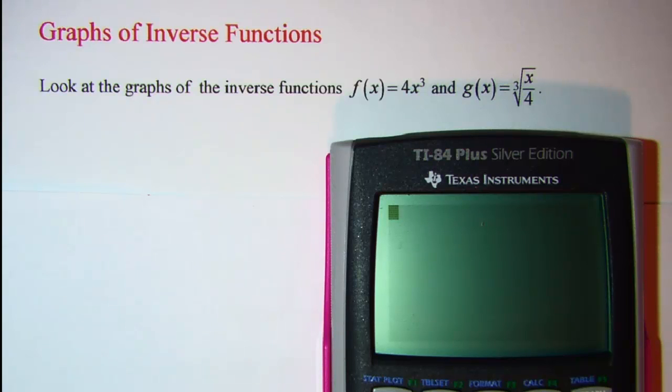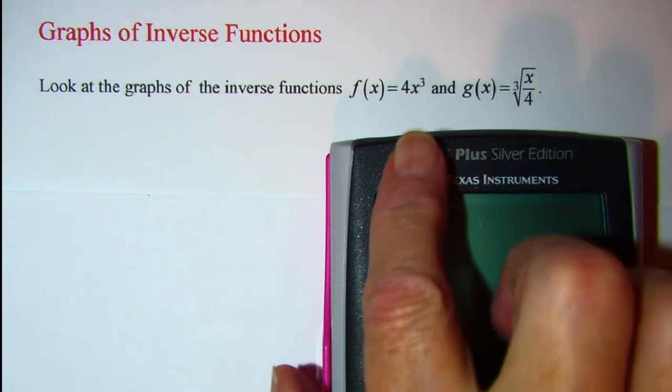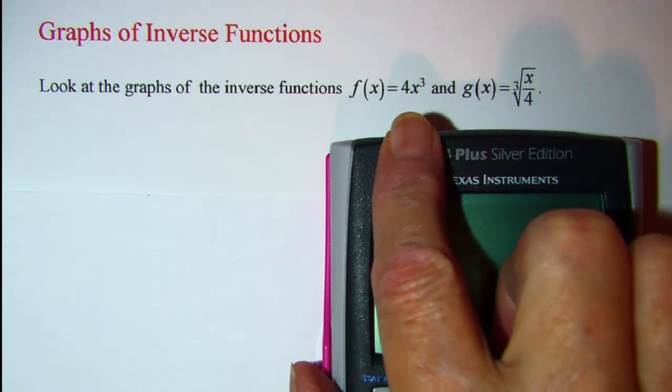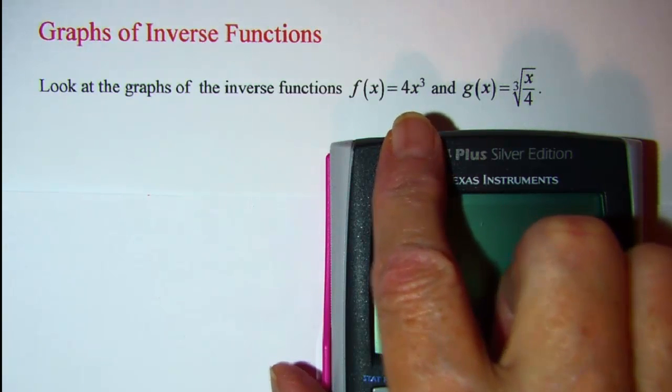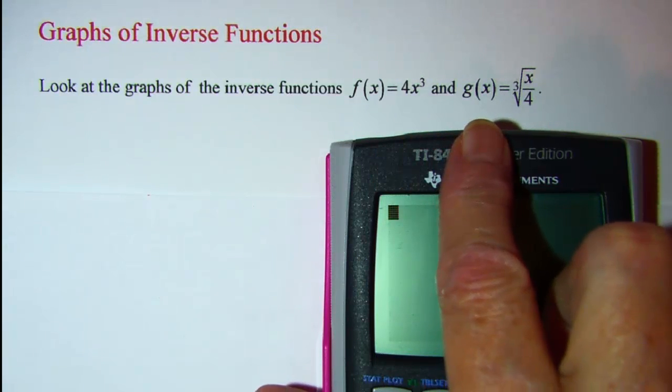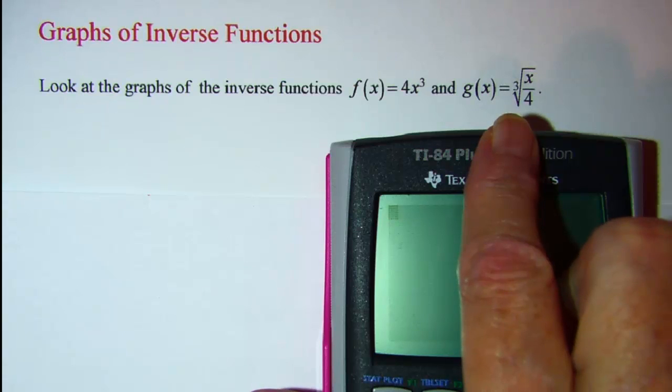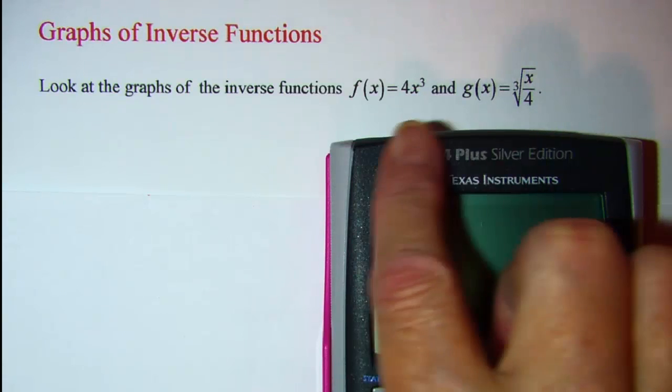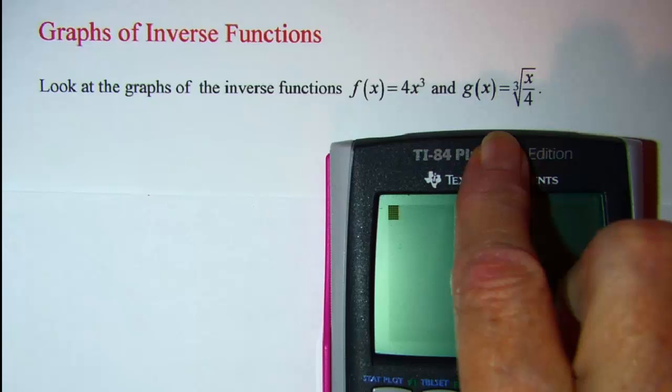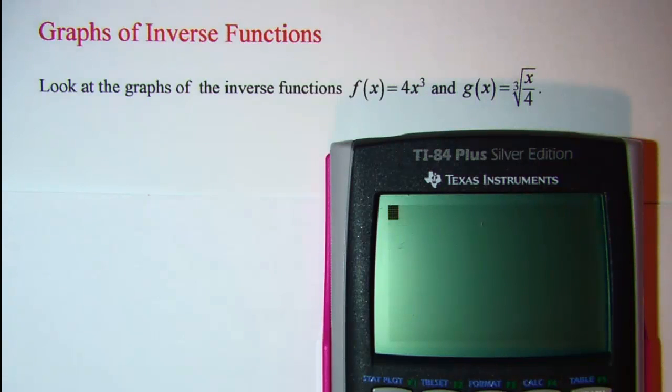In this video, we'll be looking at graphs of inverse functions. In our previous video, we showed that f of x equals 4x cubed and g of x equals the cube root of x divided by 4 are inverse functions. So now I'd like to look at those graphs since we know that they're inverse functions.